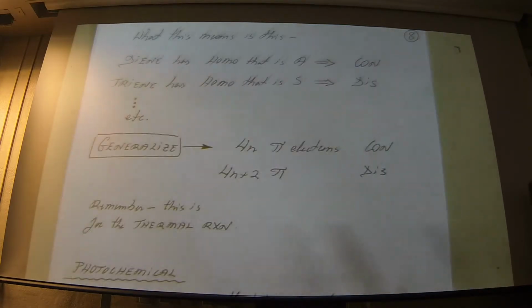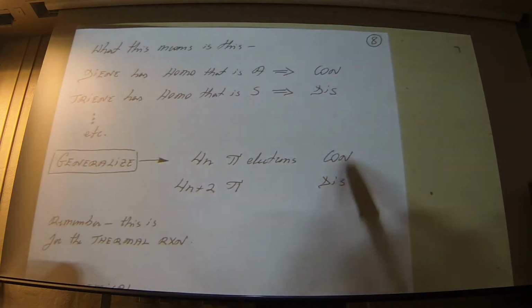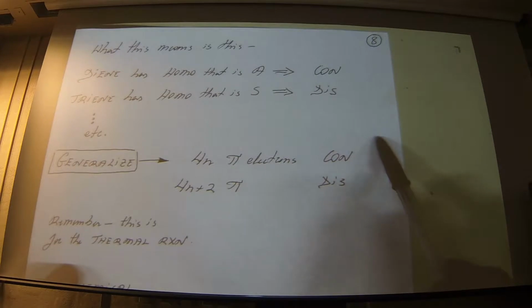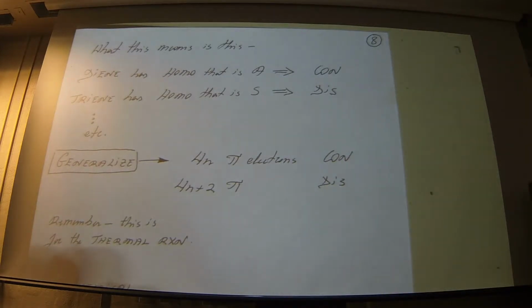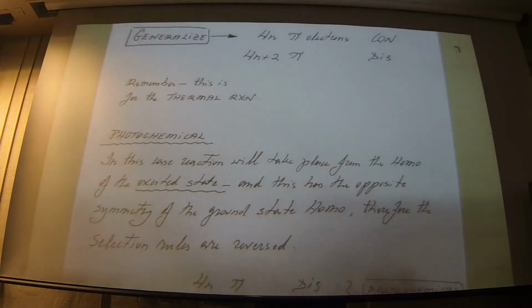So in other words, if I say con, dis for thermal, if I put photochemical here, these are just going to switch to dis, con. And the reason is just because the symmetry switches as soon as you go up one more level. It is just amazingly simple.